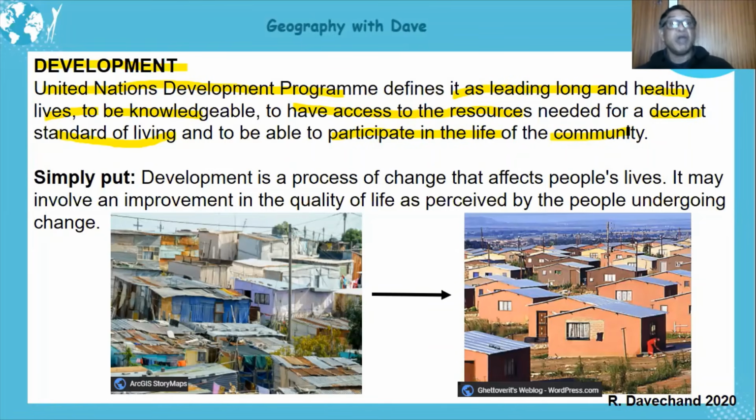That's a bit long, eh? Let's shorten it a bit. Simply put, development is a process of change that affects people's lives. It may involve an improvement in the quality of life as perceived by people undergoing change. How they perceive it.